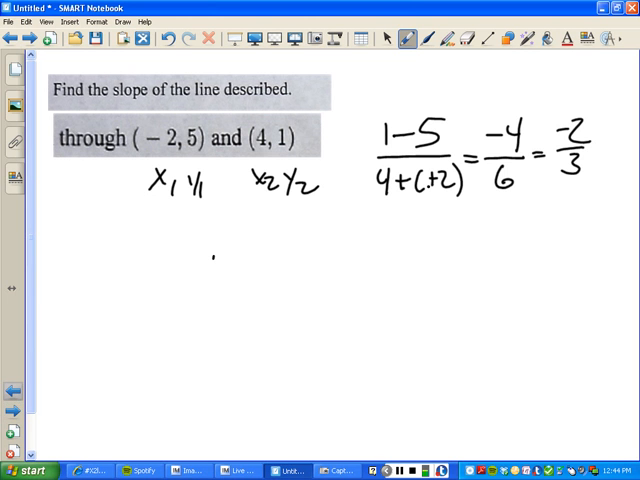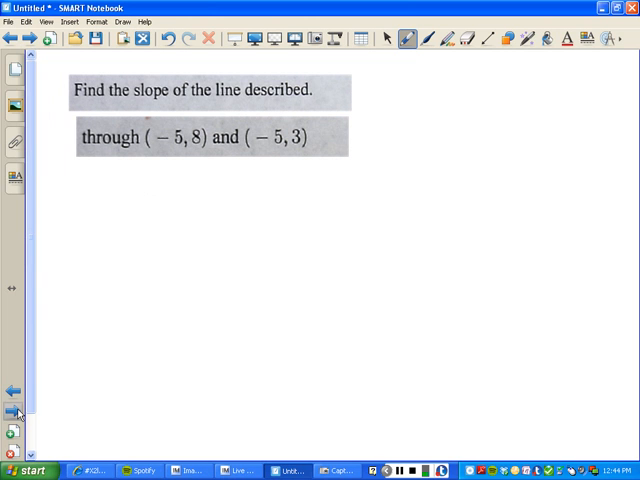What about this one? So the last one, the slope was negative 2/3. That's what you should have put for the first one. Okay, all right, next one.